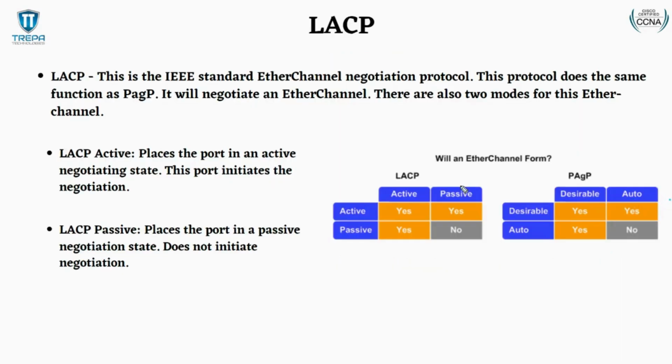So in LACP, its two modes are active and passive, and it's going to follow the same logic. Active is going to place that port into an active negotiating state, so those member interfaces are going to initiate the negotiation. And then passive is going to place that port into a passive negotiation state, which means it's not going to initiate or send those negotiations to the other side. So we have the same chart again: active, active, yes; active, passive, yes; passive, passive, no. You're not going to form. Just like PAGP, same logic.